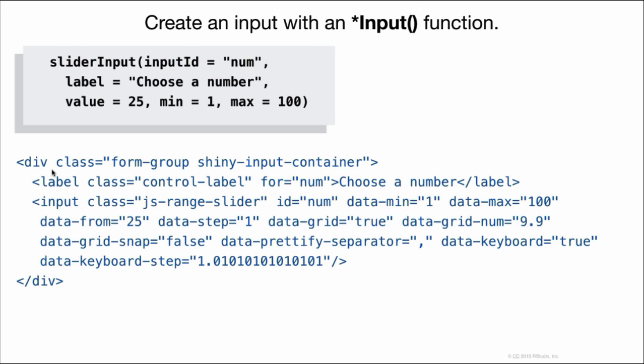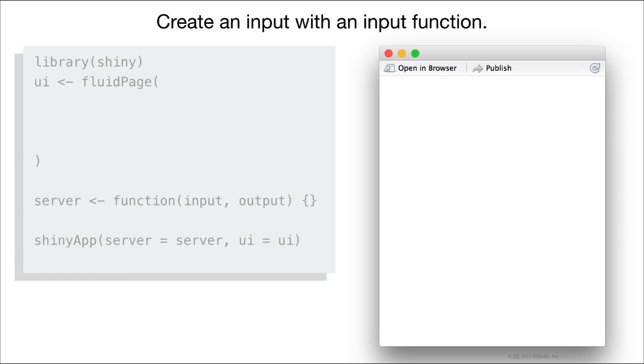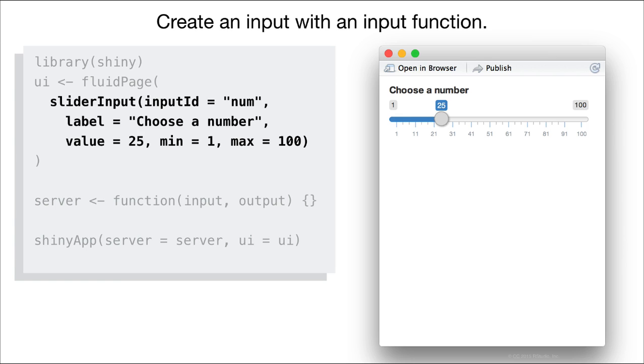And when you put this into your template, this is what it adds to your Shiny web page. So if you take your template and you add the slider input function to fluid page, it will build the app you see over here on the right. Now this is just a slide, so I can't actually move that slider for you, but if I ran this in R and launched the app, you'd see that you can manipulate that slider and change its value.